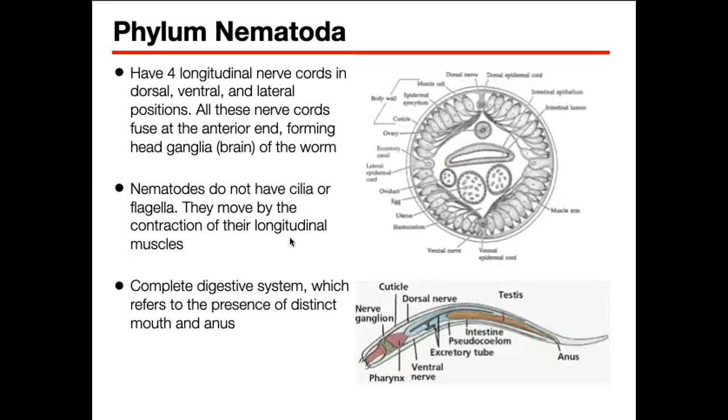And nematodes would move by contraction of their longitudinal muscles, usually sideways, going to the food source. So mura silang bitin, mura silang snakes for that matter. Very similar yung kanilang way of locomotion. In that sense, wala silang cilia or flagella. And complete yung kanilang digestive system, ibig sabihin meron sila ng distinct na mouth and anal region.